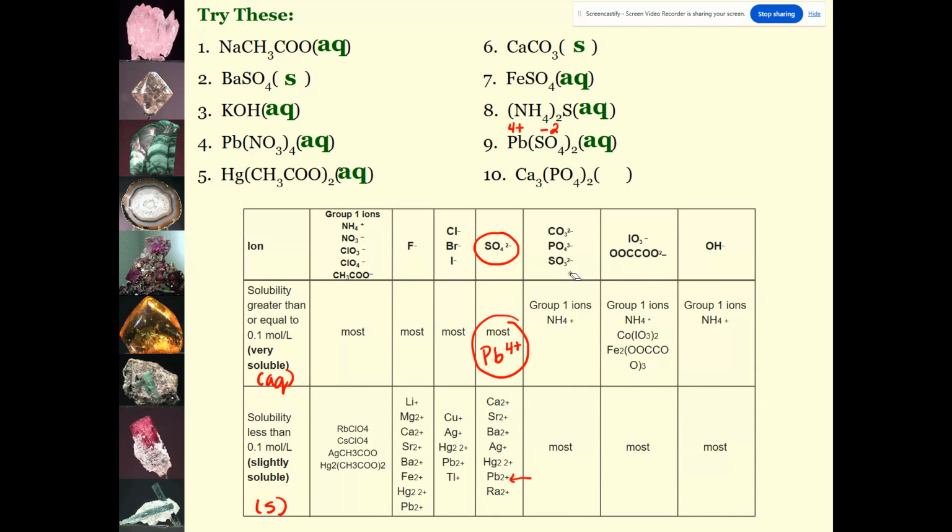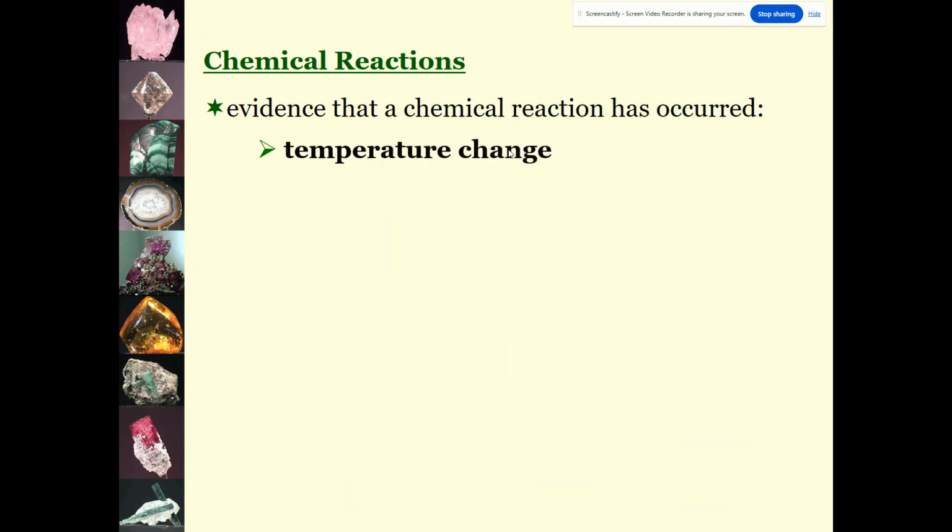And then last, calcium phosphate. So I have my phosphate up here. Calcium is not a group 1 ion or ammonium, so it fits in the bottom and is solid. Okay? So hopefully that's a good review for you for using your solubility chart. Now we're going to get on into chemical reactions.